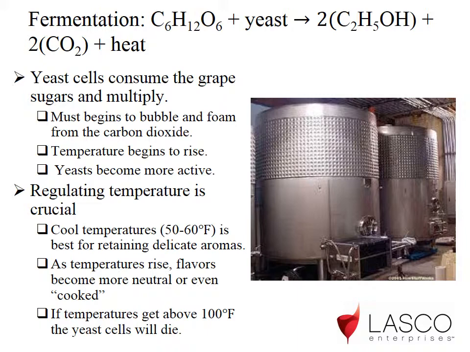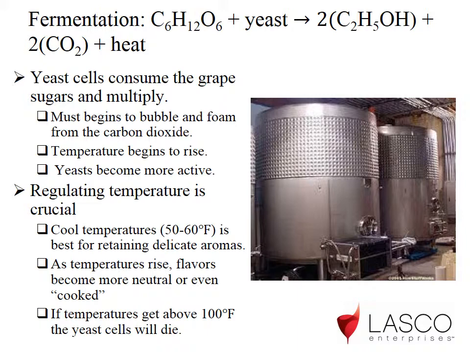Once fermentation is initiated, yeast cells consume the grape sugars, creating alcohol. They also start reproducing and multiplying. As this is happening, the must begins to bubble and foam from the resulting carbon dioxide, and the temperatures begin to rise. As the temperature rises, the yeast become more active. They consume more sugars, create more alcohol, more carbon dioxide, and more heat, and they multiply more rapidly, which just continues to perpetuate the cycle. It is easy for a fermentation to get out of control.